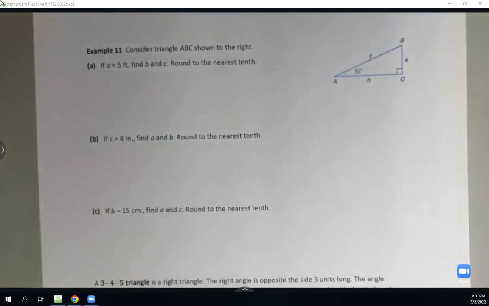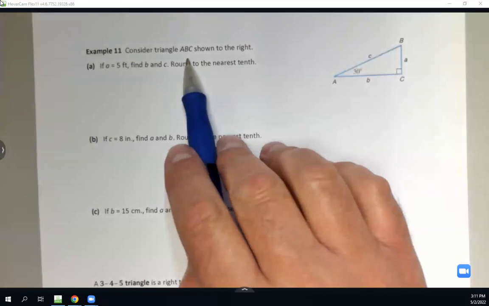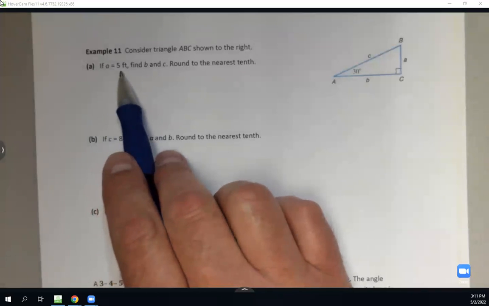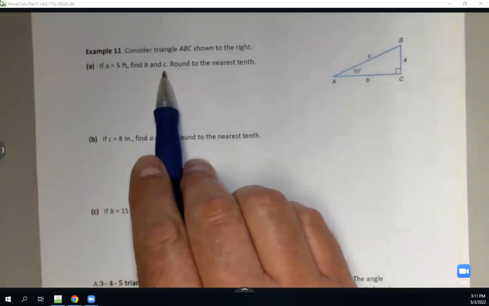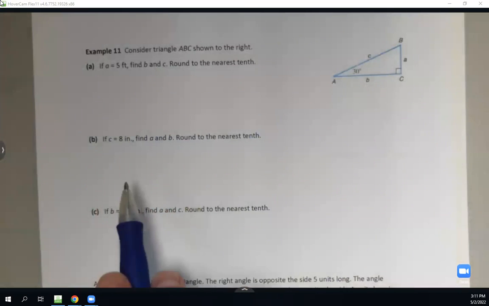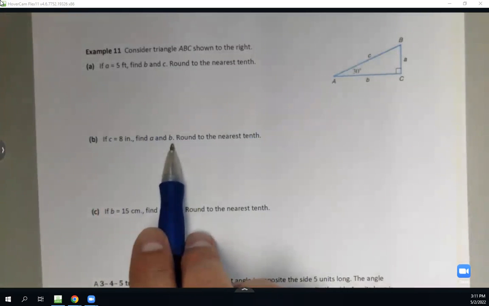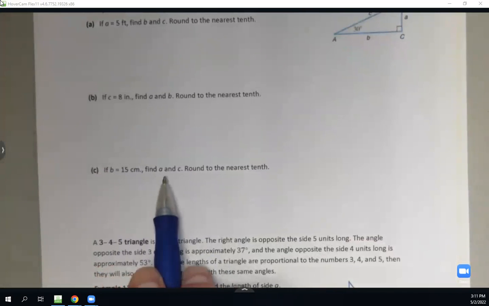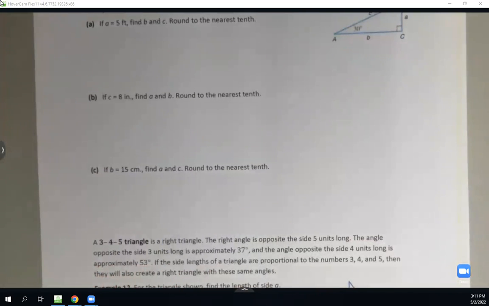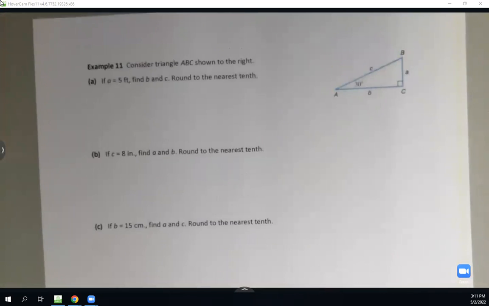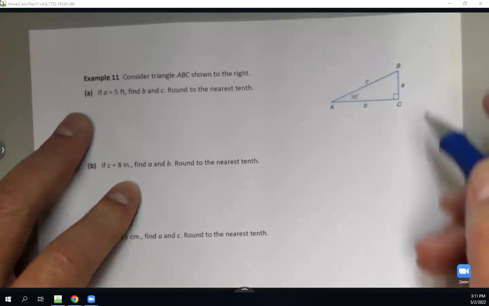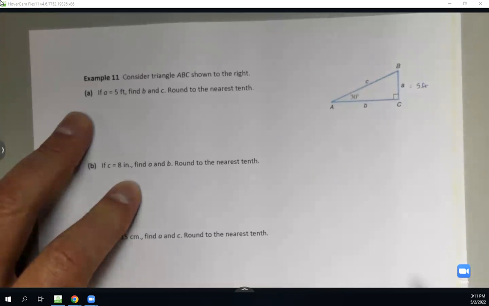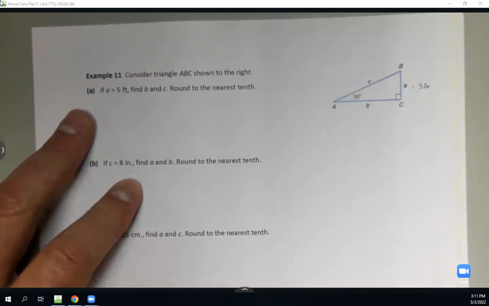So example 11, consider the triangle ABC shown to the right, okay? If A is 5 feet, find B and C, round to the nearest tenth. If C is 8 inches, find A and B, round to the nearest tenth. If B is 15 centimeters, find A and C, round to the nearest tenth, okay? So in part A, we're told that A is 5 feet, and we're supposed to find B and C.